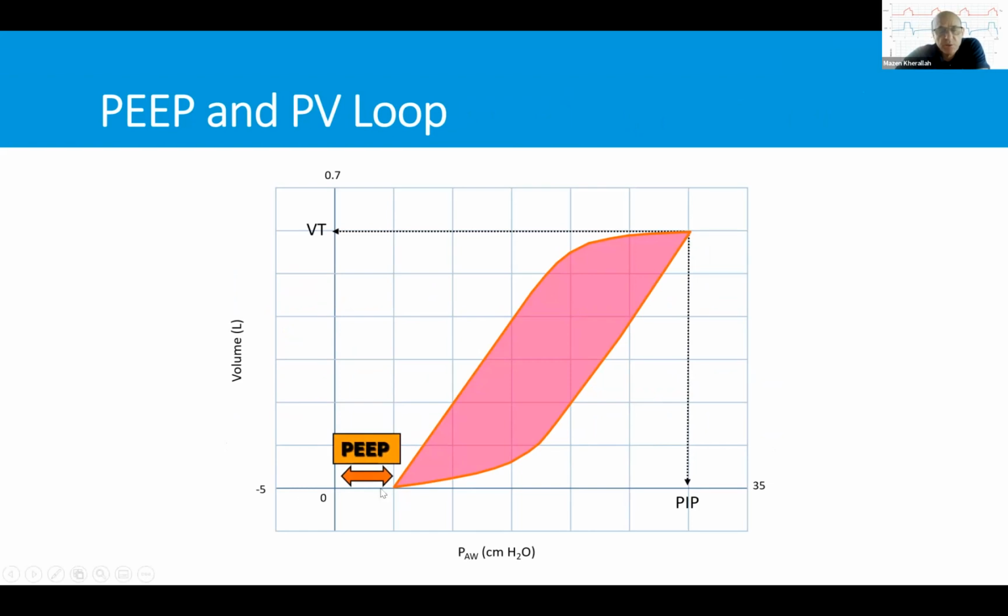Of course, we determined that since the pressure started from this point here, this is the amount of PEEP that is in the system. But this does not mean that there is no intrinsic PEEP. You need to hold the system in expiration to see if this goes up higher than this or not.